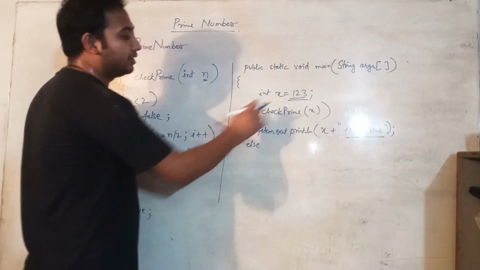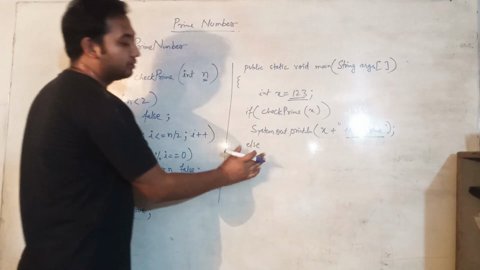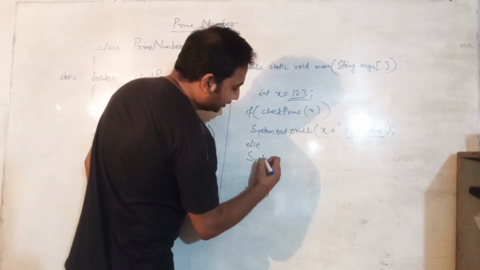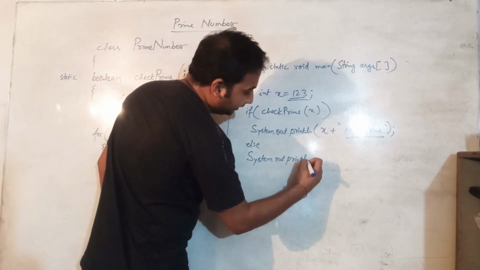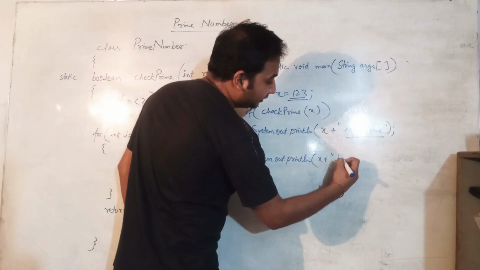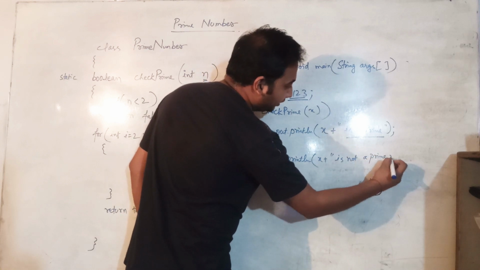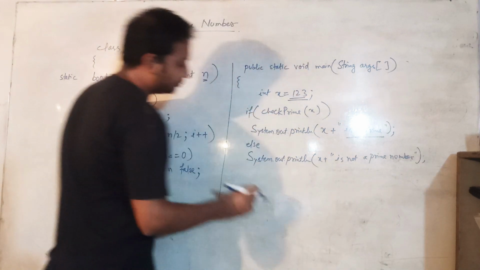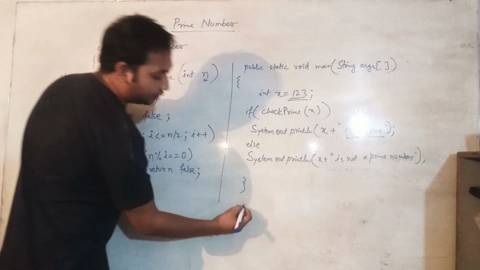Else will execute when this condition becomes false. When false is returned, thereafter else will be executed. So here System.out.println x is not a prime value or prime number. Now we will close this main function. Thereafter we will close the class.